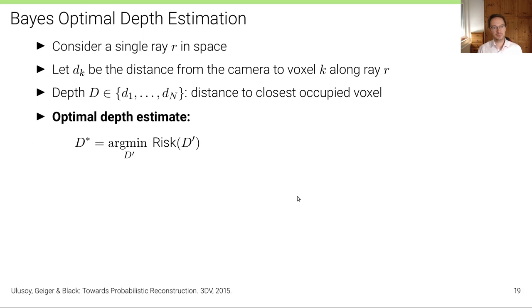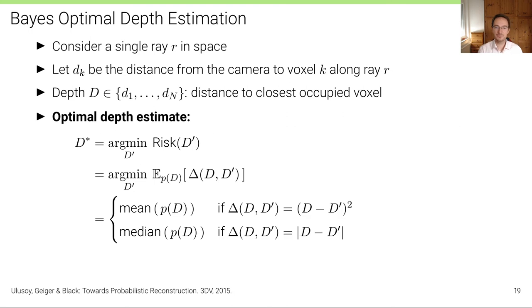Now what we want to obtain is, of course, the best possible depth estimate, the optimal depth estimate. And if you're familiar with Bayesian inference and risk minimization, and if you're familiar with the Bayes risk, then you know that the optimal depth is the one that minimizes some form of risk. But what is risk in our setting? So we want to find the d prime that's minimizing the risk over all potential depth values. Well, the risk is simply the expected loss over the depth distribution. So we want to find the d prime that's minimizing some loss in expectation with respect to the distribution of depth values along the ray.